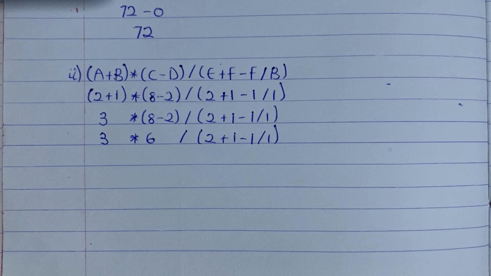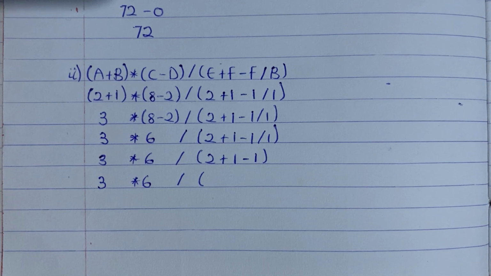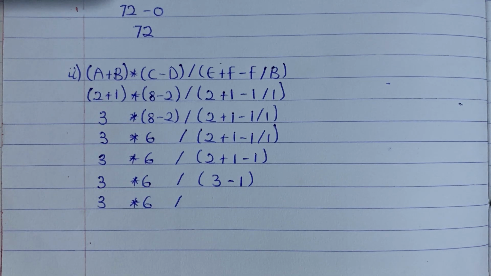So we can see that within this parenthesis, we have to follow the PEMDAS rule. So division first, followed by addition. So 2 plus 1 is evaluated to 3, and 3 minus 1 is also evaluated to 2. Now we are done with the parentheses. We can't find any exponents, so we look for multiplication. 3 times 6 will give us 18, and 18 divided by 2 is evaluated to 9.